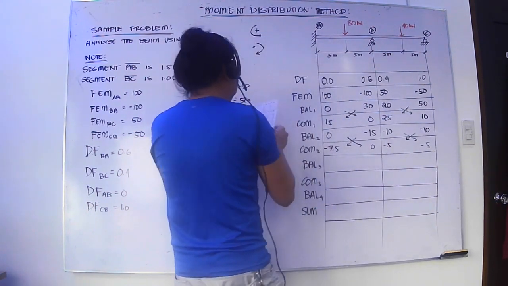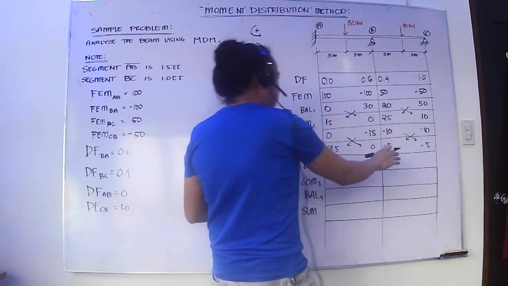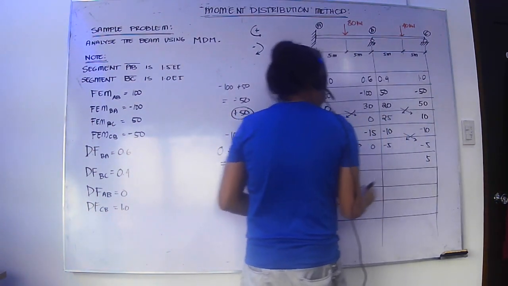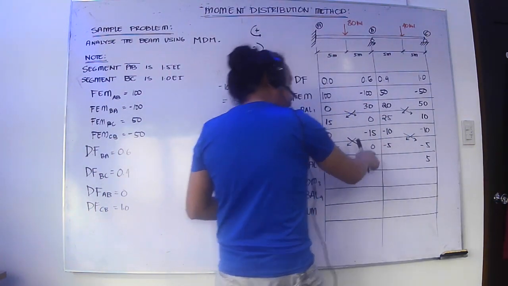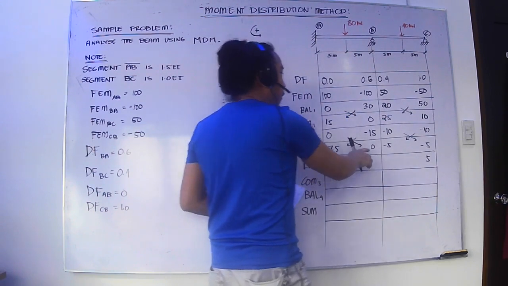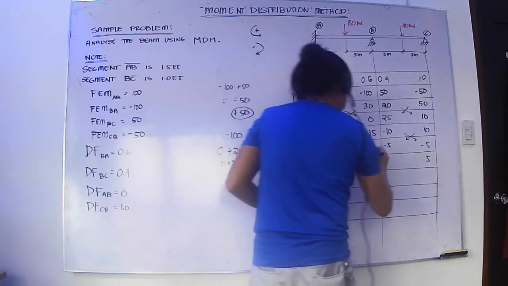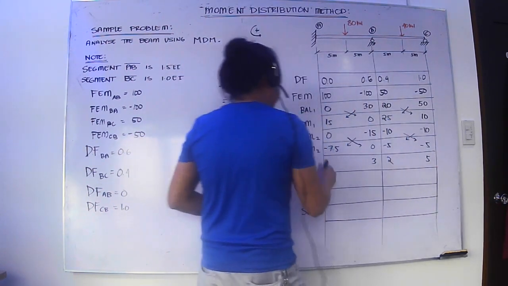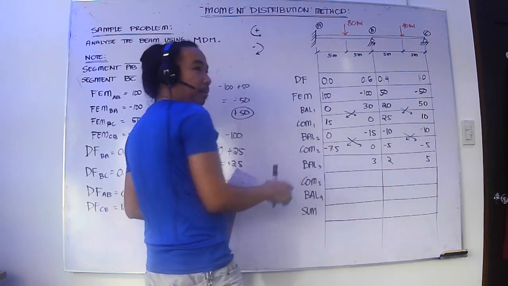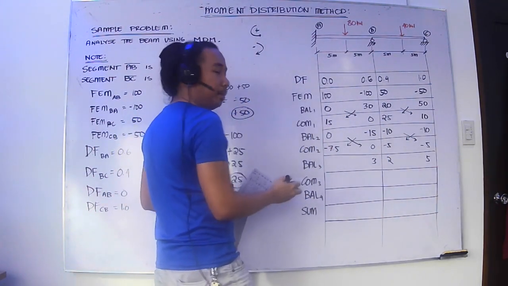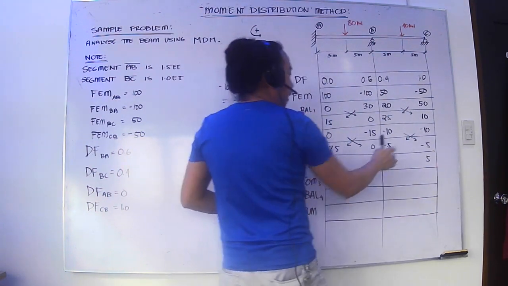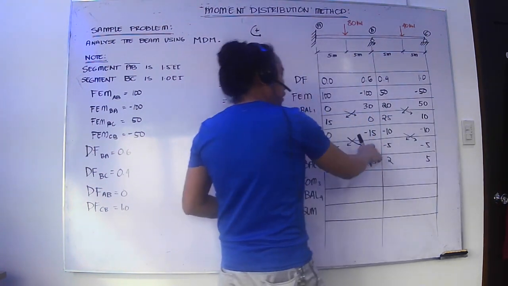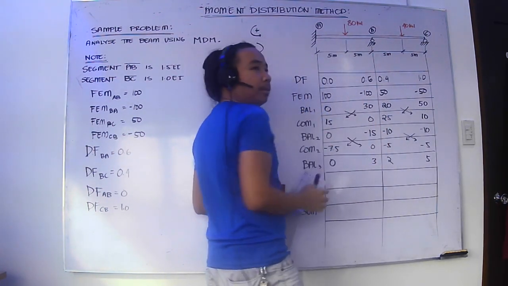So no problem. We will perform balancing again. This should be equal to 5. So negative 5, 5. We have to add it so that it becomes 0. So 5 times 0.6, that should be equal to 3. 5 times 0.4, that should be equal to 2. This one should be 7.5 positive. Multiply by 0, that is 0. Negative 5 plus 5 is equal to 0. This is correct. 0 minus 5 plus 3 plus 2 is equal to 0.